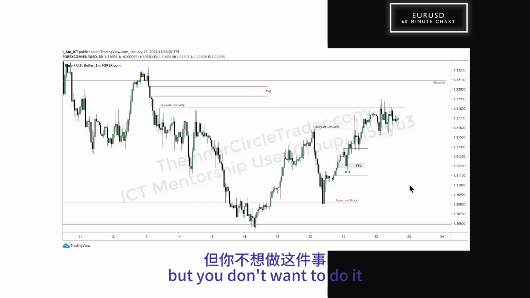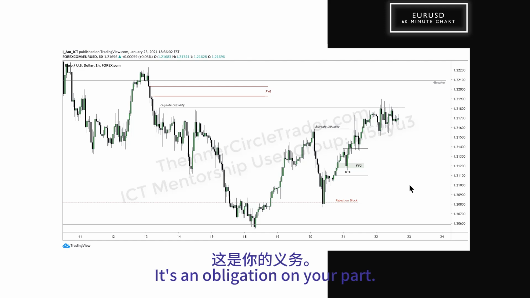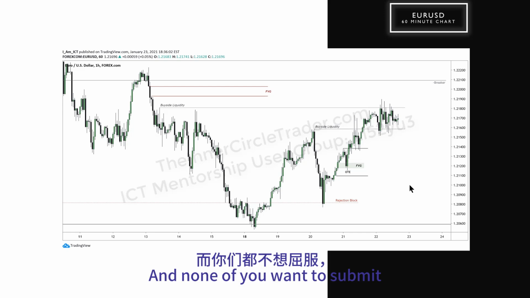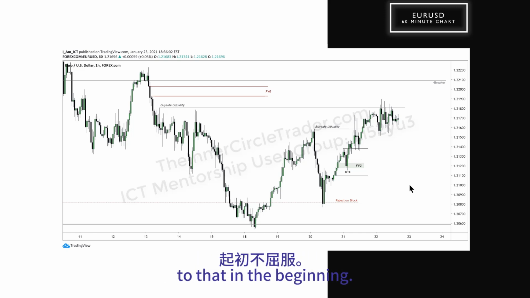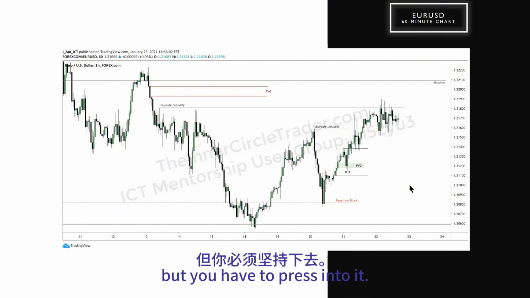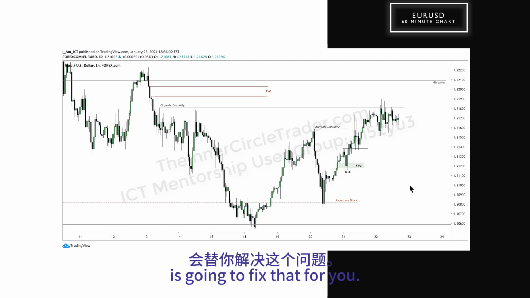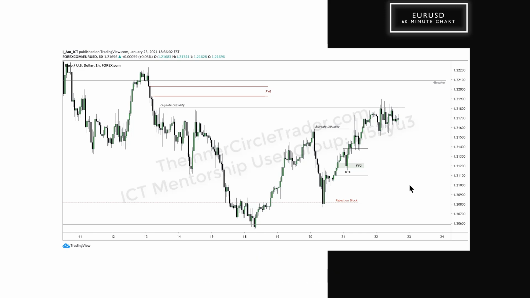But you don't want to do it because it's a routine. It's an obligation on your part. It's an exercise of discipline. And none of you want to submit to that in the beginning. And that's a normal thing, but you have to press into it. You have to do that or it won't happen for you. Period. Nothing and no one is going to fix that for you. You have to endure it.